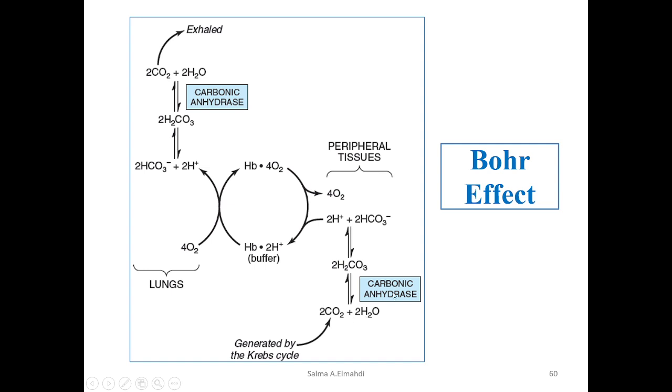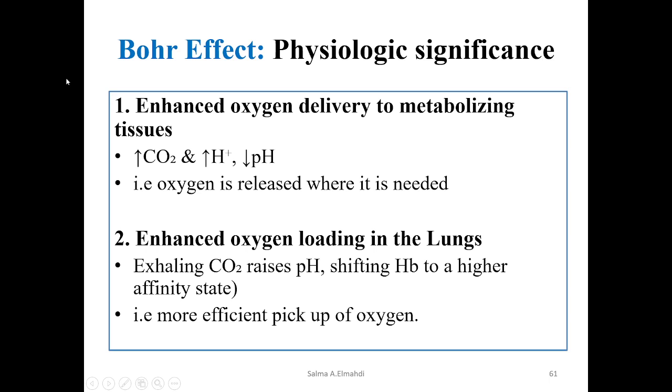Carbon dioxide and water, formation of bicarbonate and proton, hemoglobin acting as a buffer, taking up the proton, going from the R state to the T state, releasing oxygen to the peripheral tissues. In the lungs, the opposite occurs, where the carbon dioxide is formed and expelled, and the proton is used to form carbonic acid.